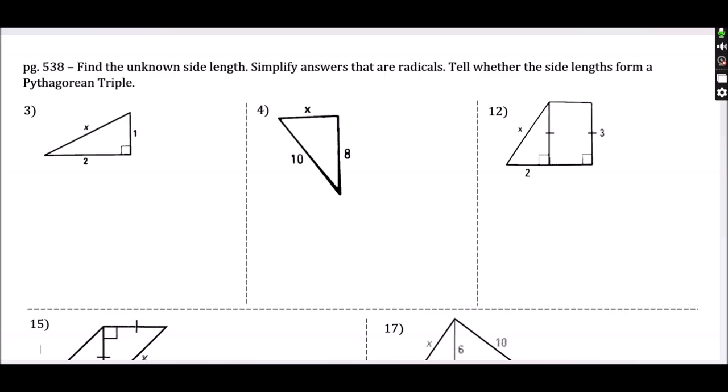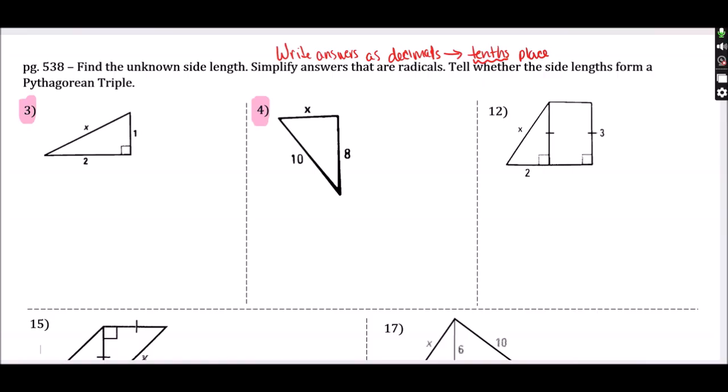So at the top of the next page, you're really going to do 3 and 4 on your own. I'm just going to quickly remind you, first of all, what the directions say, but also set this up real quick. So it says find the unknown side length. So these are right triangles. We're going to use Pythagorean theorem. Now this part where it says simplify answers that are radicals, we're going to actually change this slightly, and we're going to say write answers as decimals. And we're going to round to the tenths place.